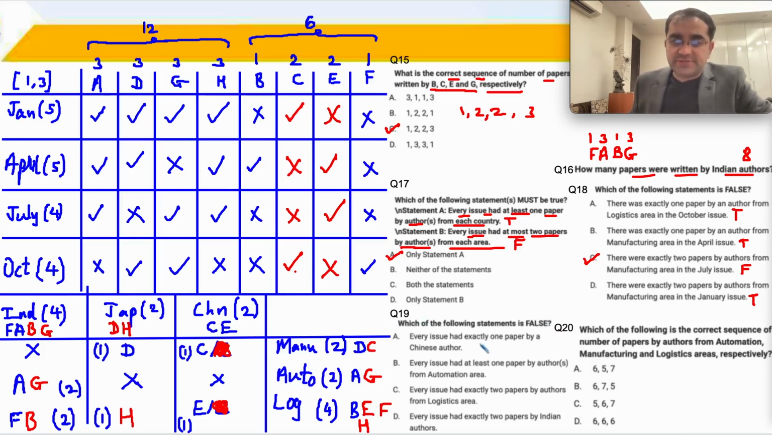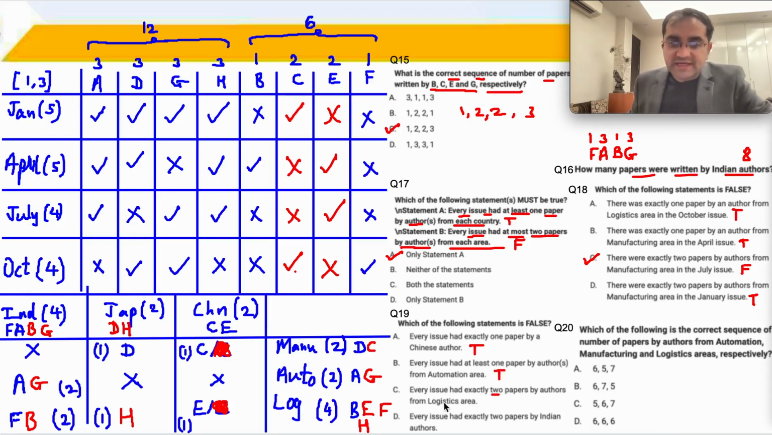19th. Which of the following statements is false? Every issue had exactly one paper by a Chinese author. Chinese author is C, E. Exactly one paper. C, E में से एक, every issue. This is true. Every issue had at least one paper from automation. Automation means A and G. Every issue में A and G में से कोई एक तो है. Yes, yes, yes, yes. This is also true.